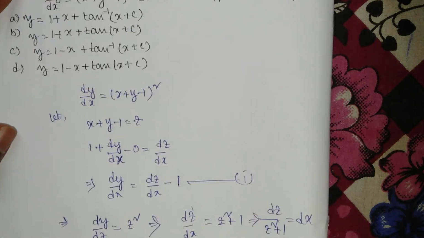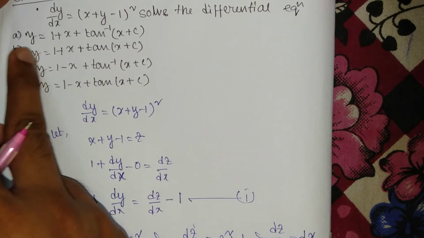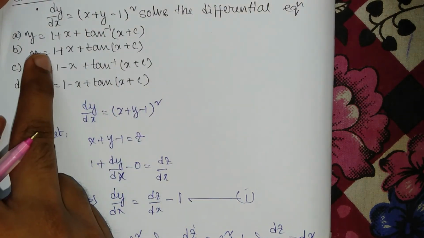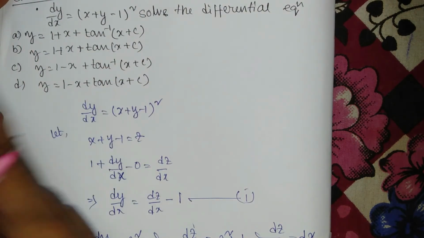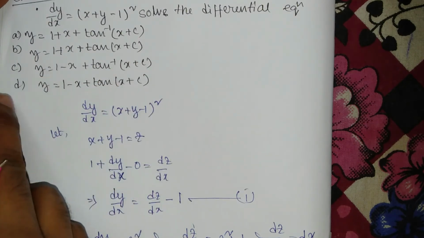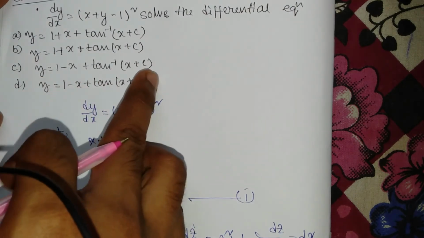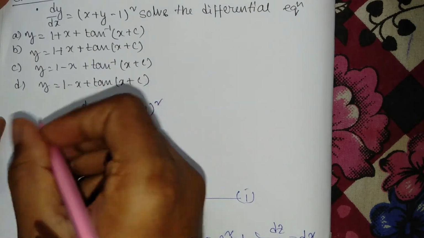Now look at the options. 1 plus x plus tan inverse of x plus c, 1 plus x plus tan of x plus c, 1 minus x plus tan inverse of x plus c, 1 minus x plus tan of x plus c. So the correct option is D.